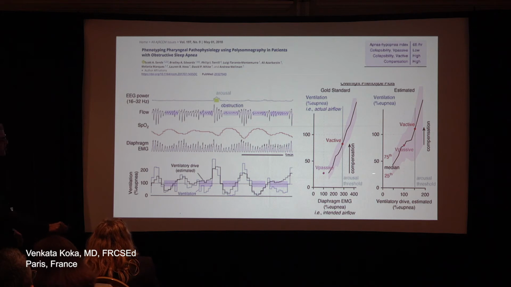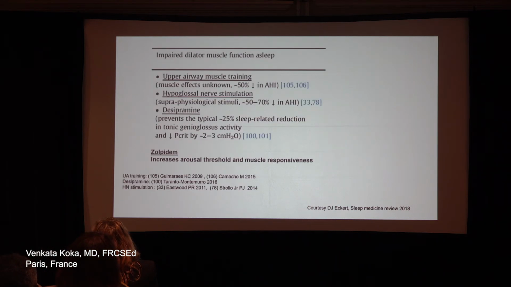Here, you see the V passive, this collapsibility, and then the muscle contracts, this muscle compensation, V active, is close to 100%. This muscle compensation is very good. I would stop like this because you are not a physiologist; it will complicate the story. Then here you have impaired dilator muscle function.